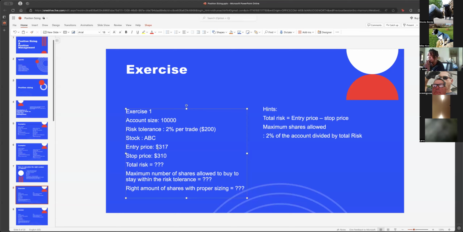You have your entry price, you have your stop price. In order to calculate your total risk, it's the entry price minus the stop price. Subtract these two numbers and you're going to get how much you're risking. To calculate the maximum number of shares you're allowed to buy in this portfolio, it's pretty simple. Take this 2% and divide it by the total risk. You're going to get the maximum number of shares you can buy. But after doing that, you're going to run into a peculiar hurdle here. Let me know if you can identify the hurdle.